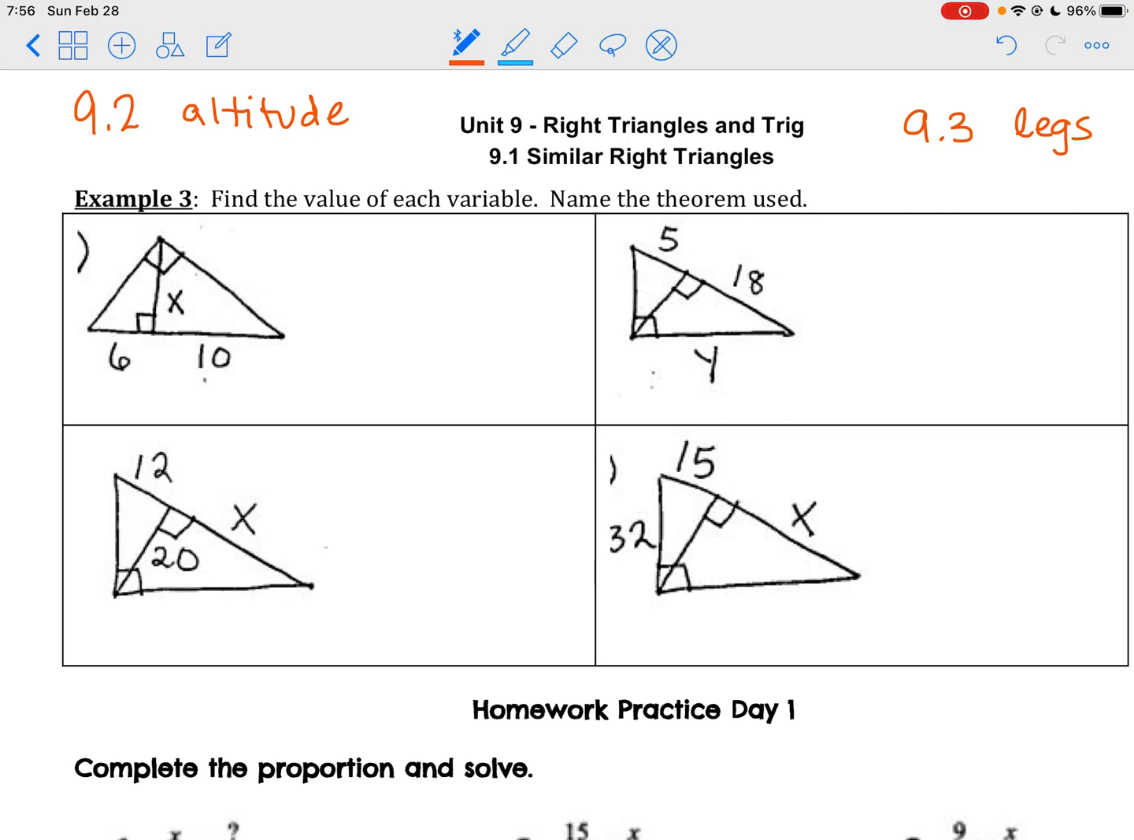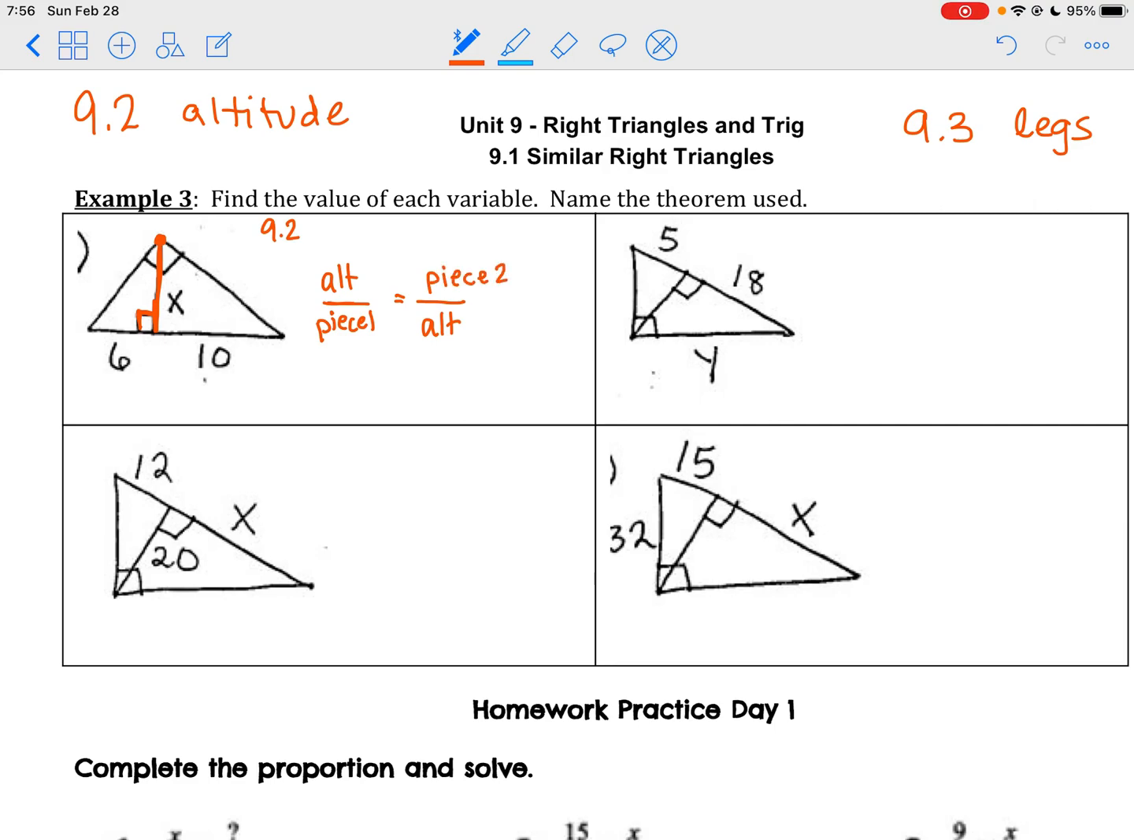All right, so this one, I noticed that the segment that connects the right angle down to the hypotenuse, that means that it's perpendicular, this is an altitude. So this is going to use Theorem 9.2. So Theorem 9.2 says that the length of the altitude is the geometric mean of the two pieces of the hypotenuse. So it's going to be piece 1 and piece 2 in the other two spots.